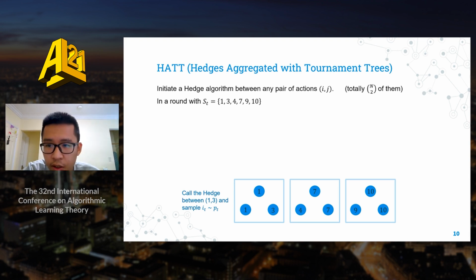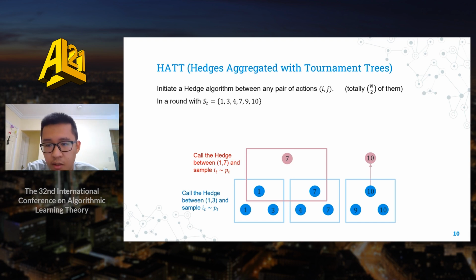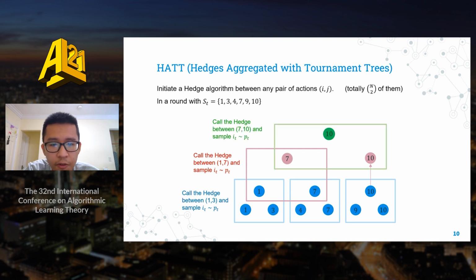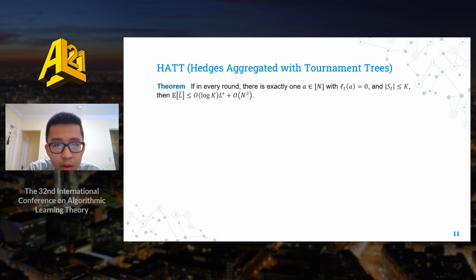At the second level, we do similar things, but now there's an action that cannot be paired, so we directly get it to the next level, and so on. Then we get the final output, and this will be the chosen action in that round. After choosing this action, we will observe the loss, and then we will update a subset of the hedges. So this HAT algorithm has the following guarantee. Under the specified condition, it has an approximation ratio of log k and approximate regret of n squared.